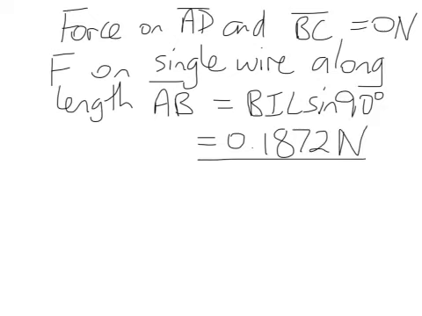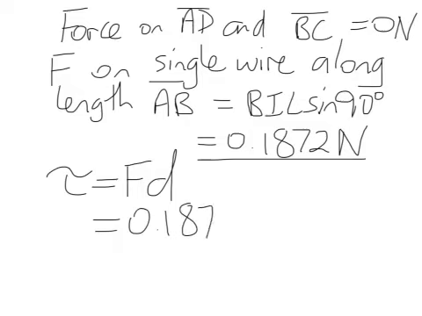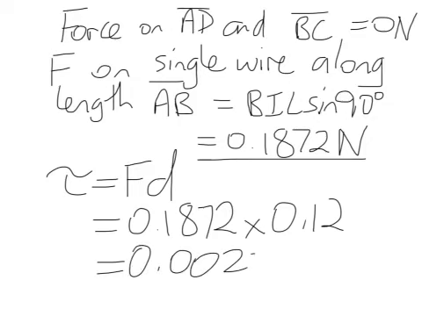Now, since the same force acts on length DC, we actually produce a couple, and so we can calculate the torque as force times distance. So just substituting that force in and multiplying it by the width of the coil, 0.12 meters, you'll be multiplying 0.1872 times 0.12. You get the torque produced due to one single wire as 0.0022464 Newton meters.